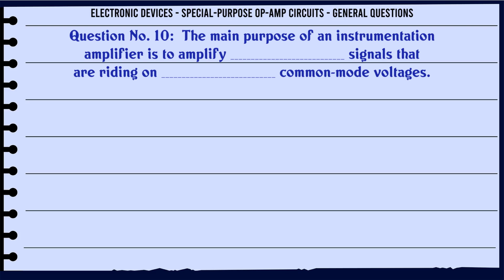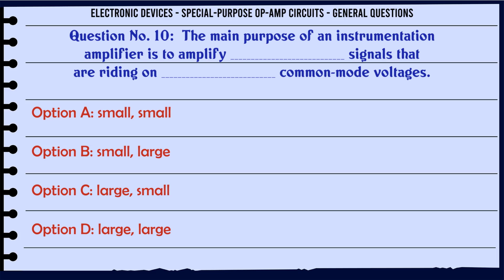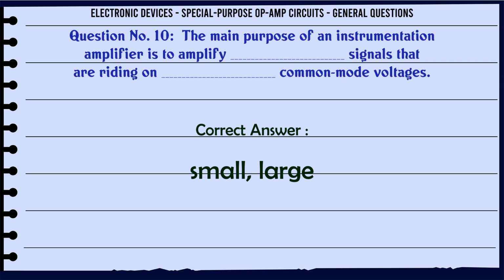The main purpose of an instrumentation amplifier is to amplify signals that are riding on common mode voltages: A. Small, small, B. Small, large, C. Large, small, D. Large, large. The correct answer is small, large.